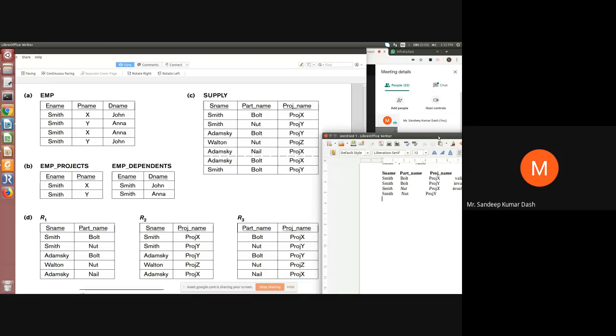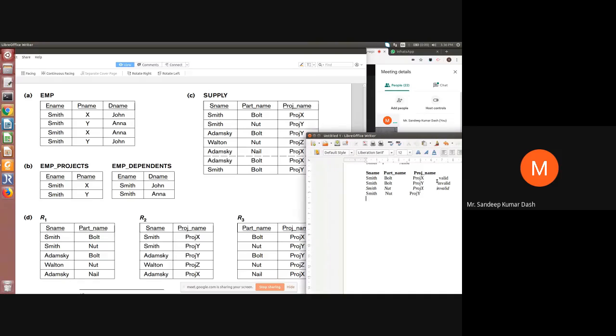What will be the additional tuple? Part name, project name. So I can combine based on either part name or project name, anything. Suppose I am combining based on part name. Bolt is there, so it will be matching with this. So Bolt and project X will be there again. That means Smith, Bolt, project X, that is a valid relation always. Then Bolt and project Y is already there. So these two will still be valid.